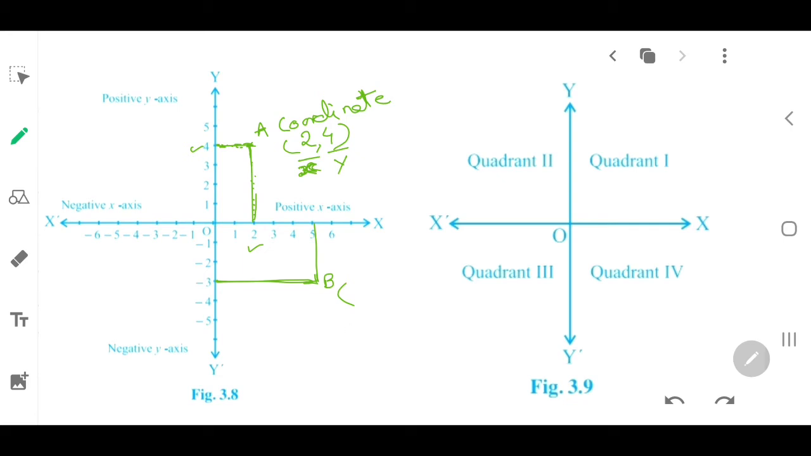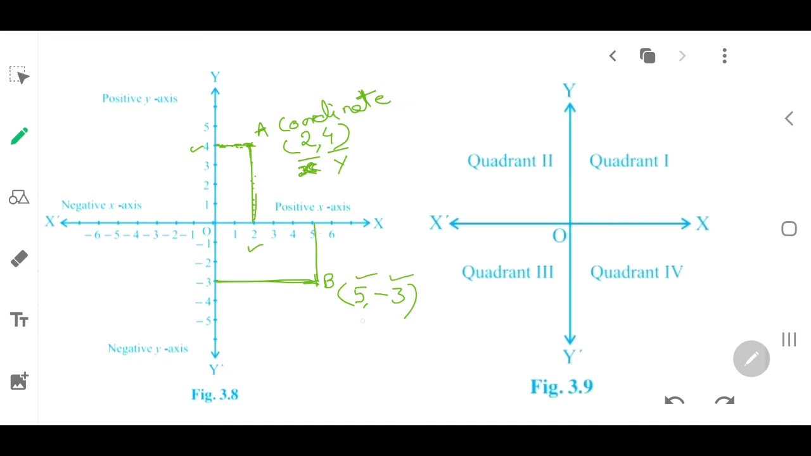Always you remember, the first value should be of x. So what is the value of x here? 5. So you write here 5. Correct? Then you have to represent the value of y. What is that given here? -3. So you write here -3. Correct? So point B is the coordinate of 5 and -3.